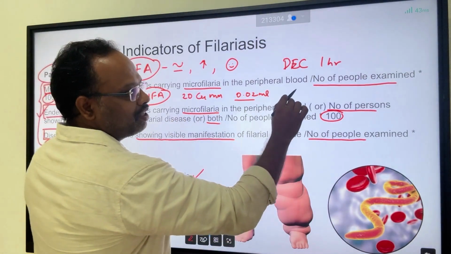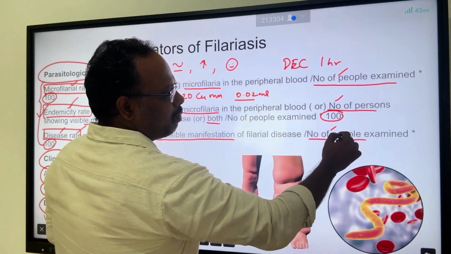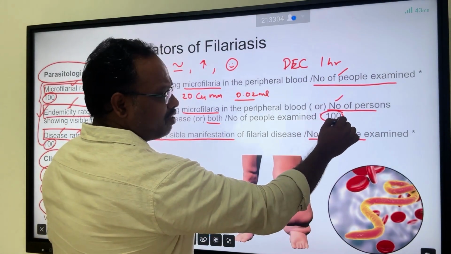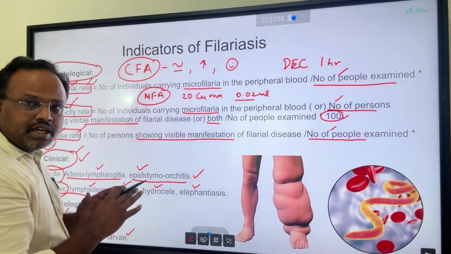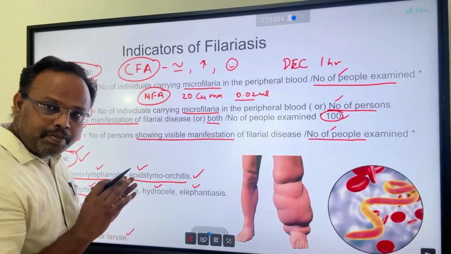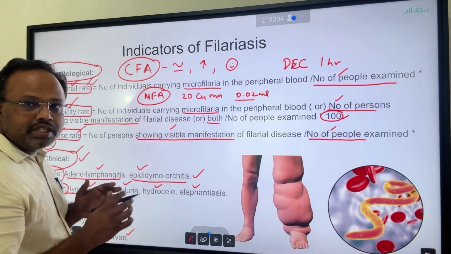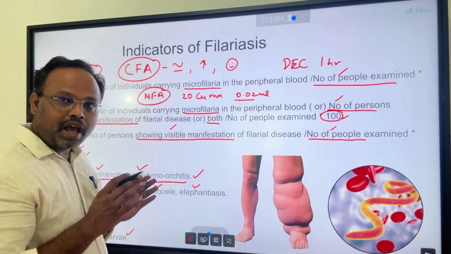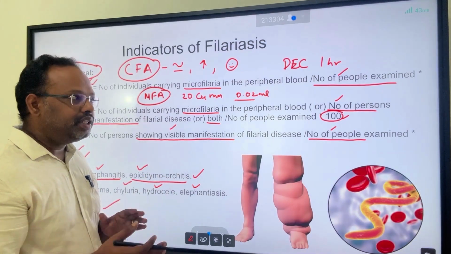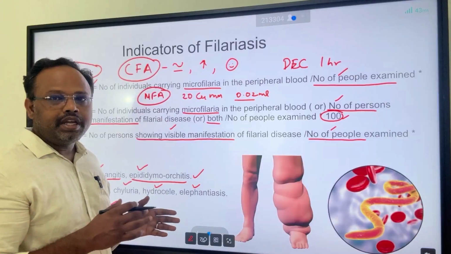All have the denominator as the number of people examined, with the multiplication factor 100. And the numerator for microfilaria is the presence of microfilaria in the peripheral blood, for disease it is people having visible manifestations, and for endemicity the numerator is people having the microfilaria or the visible manifestations of the disease, or both. So these people will be included in the numerator.